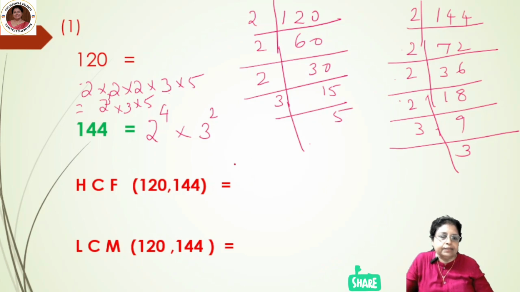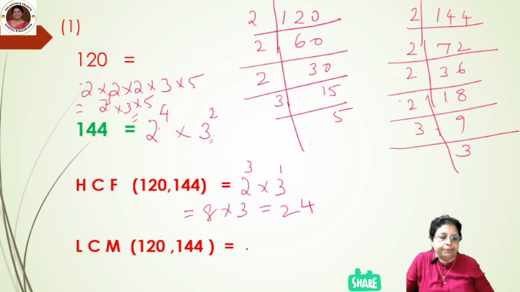And 3 is a factor here, 3 is also a factor here. So 2 times 3, then take the least powers. Here it is 2 raised to 3, here it is 2 raised to 4. So 2 raised to 3. And here it is 3 raised to 1, here it is 3 square, so 3 raised to 1. So 2 cube is 8, 8 times 3, that is 24. 24 is the HCF. Okay.